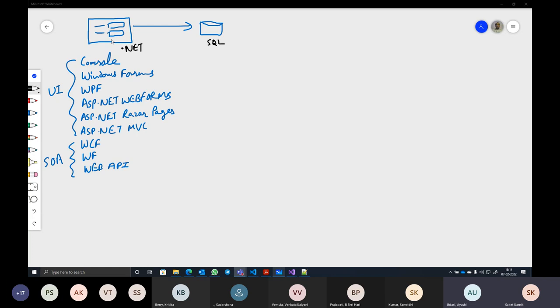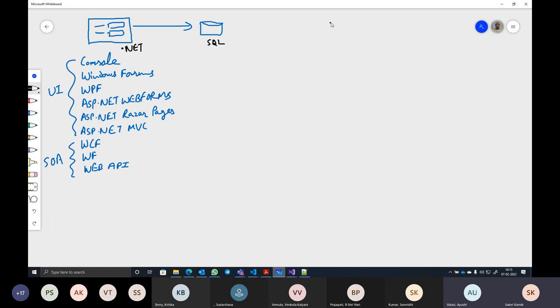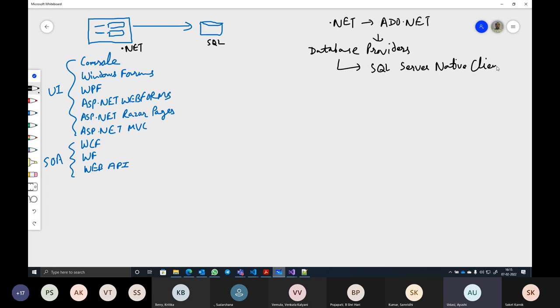Yeah. How this application connects to the backend? This is where .NET came with ADO.NET library. This ADO.NET was based on providers, which are called as data providers or database providers to be precise. Which all providers were there? We had SQL Server native client provider. Oracle native client provider.